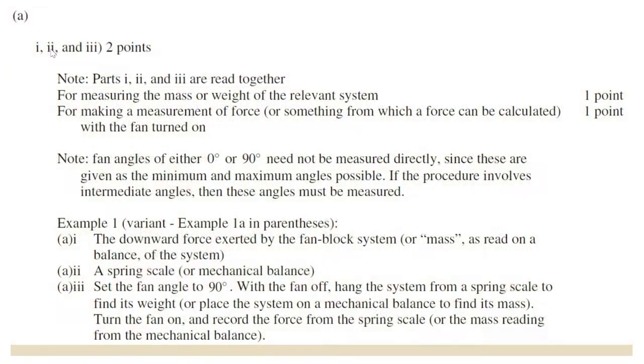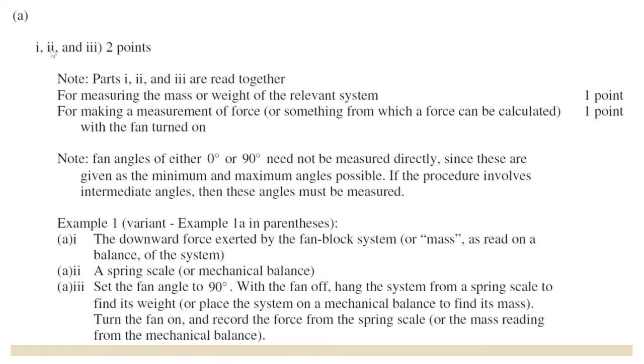All right, moving on to the scoring guide here. Now you'll see why I just did those all quickly before I showed you the scoring guide. It says parts 1, 2, and 3 are read together. You get 1 point for measuring the mass or weight of the relevant system, and you get 1 point for making a measurement of force, or something from which a force can be calculated, with a fan turned on. It says here, note, fan angles of either 0 or 90 degrees need not be measured directly, since these are given as the minimum and maximum angles possible. If the procedure involves intermediate angles, then these angles must be measured.